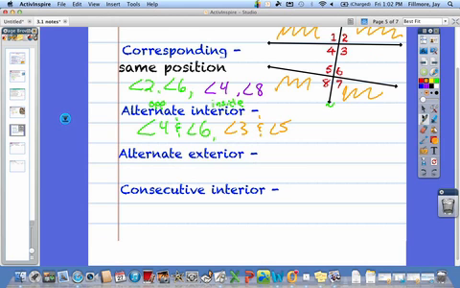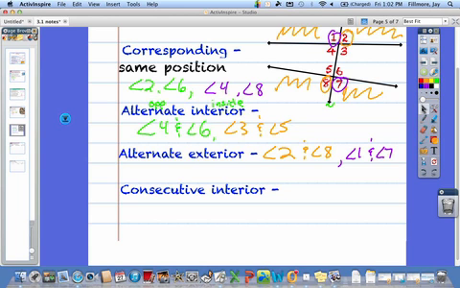So if I were looking for examples of alternate exteriors, 2 and 8, alternate sides of the transversal on the outside, so angle 2 and angle 8. I wanted a second example, 1 and 7, alternate sides on the outside or the exterior of those two lines cut by that transversal.